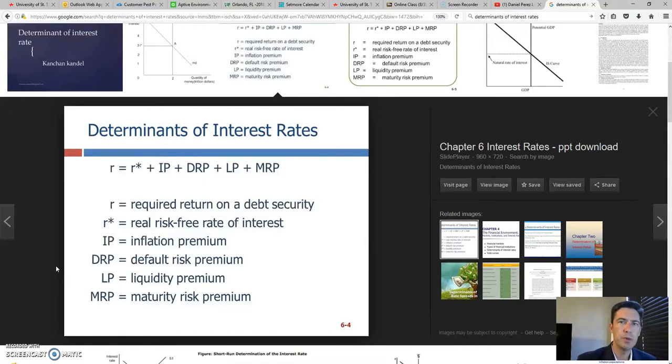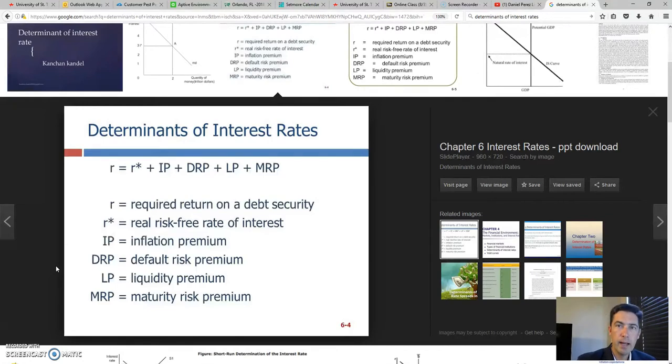And then the maturity risk premium has to do with how long or what the maturity of the bond is. Short-term securities have very little interest rate risk, meaning that they're not impacted as much by changes in interest rates because of the mathematics behind how bonds are valued and so on. Whereas long-term bonds are impacted greatly by interest rates, meaning that they have a lot of interest rate risk. Again, this is due to the mathematics of how bonds are valued.